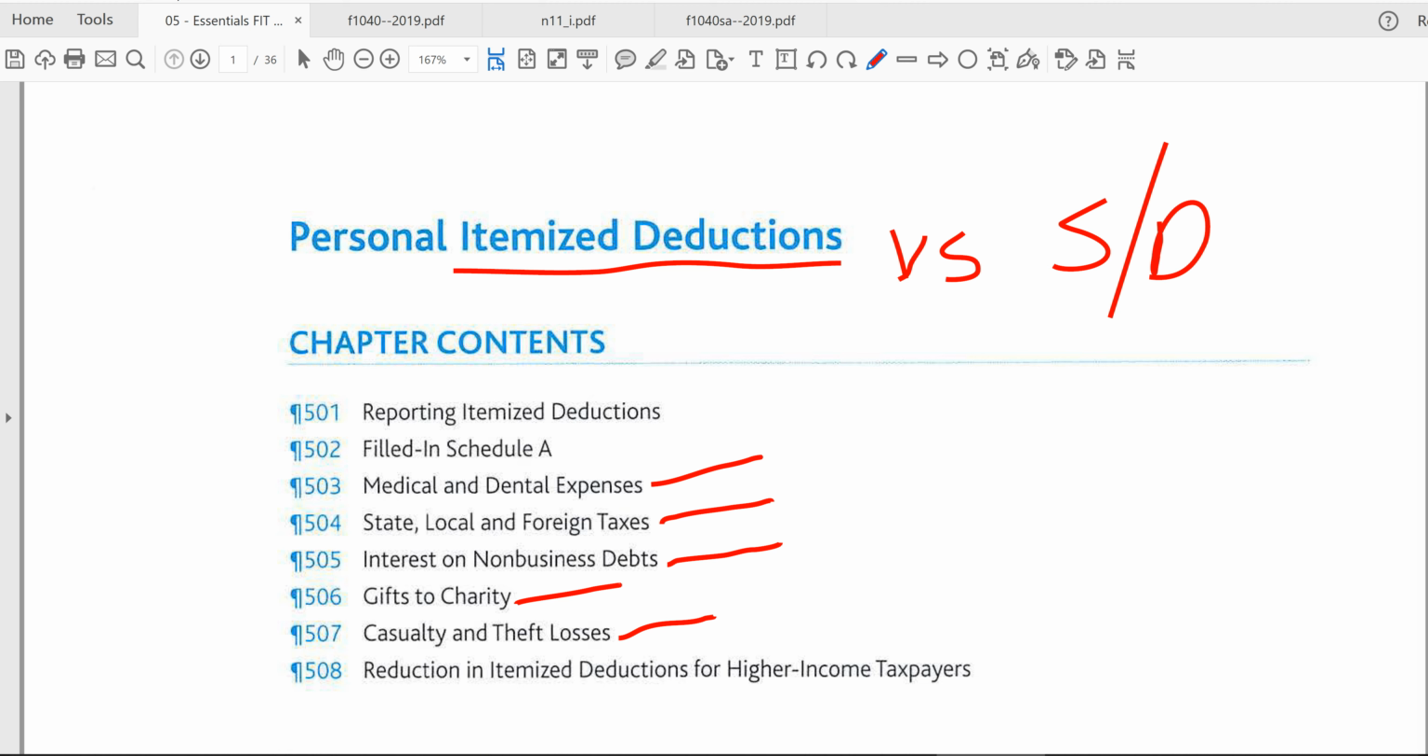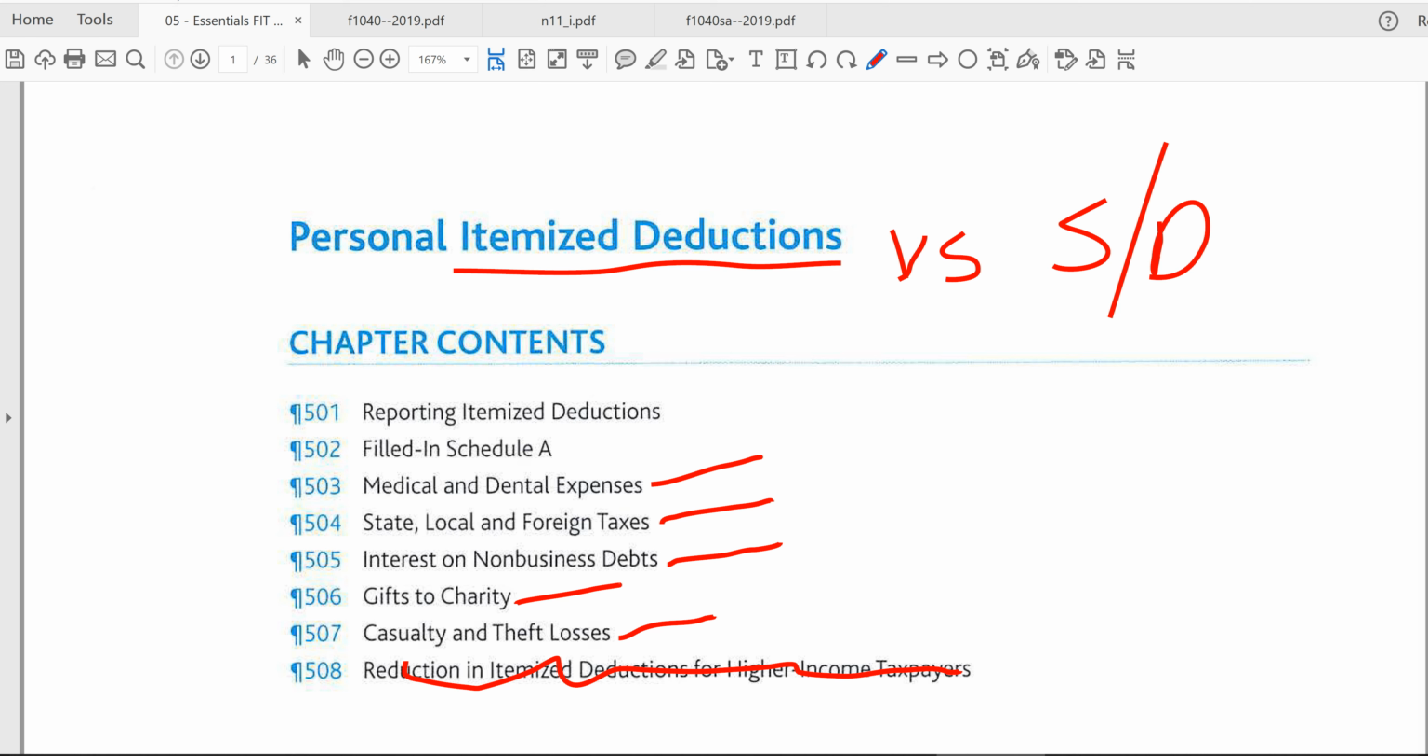And this last topic here in this table of contents really doesn't apply. Here it says reduction for itemized deductions for high income taxpayers. This rule has been eliminated for the past few years and may come back after 2025. So we'll skip that topic.